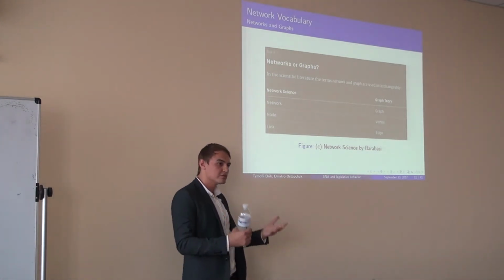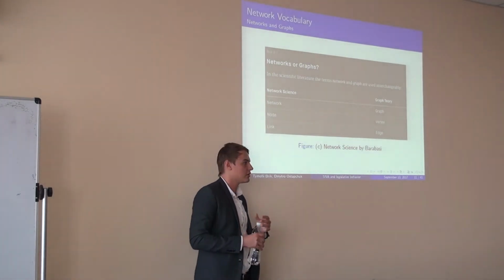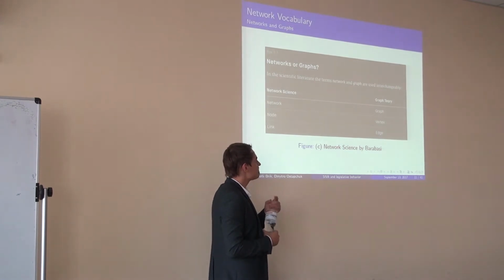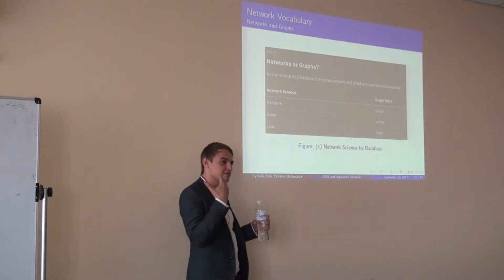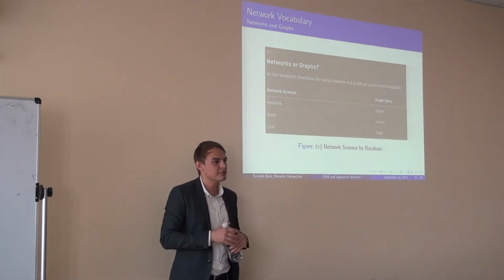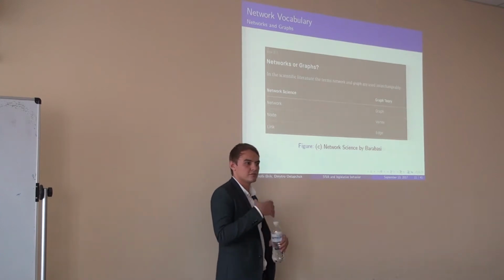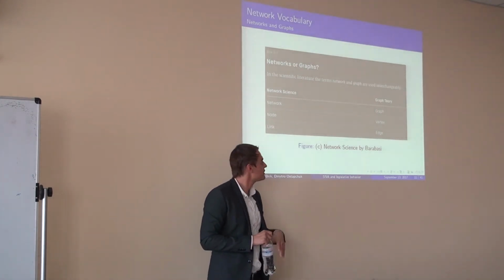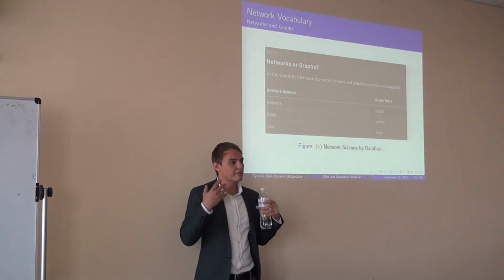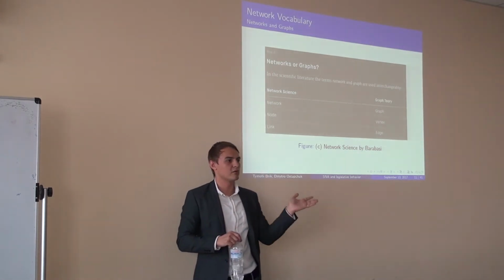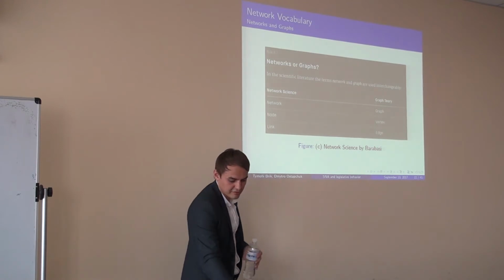Now, some basic network vocabulary definitions. So what kind of words do we use when we study networks? Well, there are a lot of words that are different, but they describe the same thing. So if a mathematician says graph, a sociologist would say network. If a mathematician says vertex, we say node. When we would like to describe relationships, we say ties or links or edges.